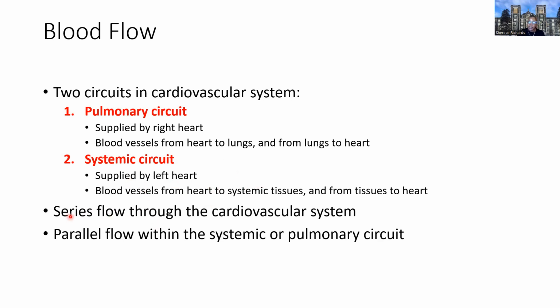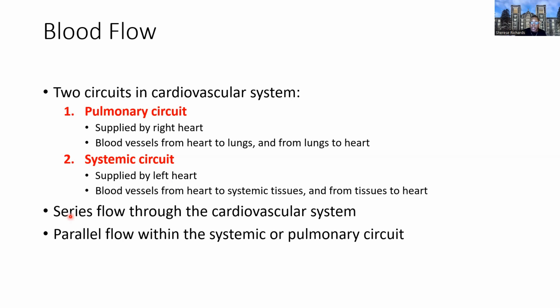Now, blood is going to move through series when we think about the entire cardiovascular system. So when blood leaves the heart, all of it has to go to the lungs. Okay, there's no option here. We have to have gas exchange. And so all the blood leaving the right ventricle must go to the pulmonary circuit. All of it must come back to the heart, and all of it must go out into the systemic circuit. So in that way, blood is flowing in a series. It has to take one stop, then the other, and then back, right?